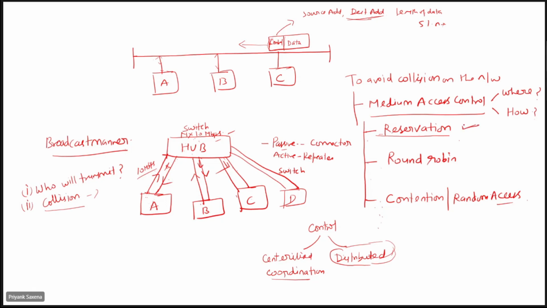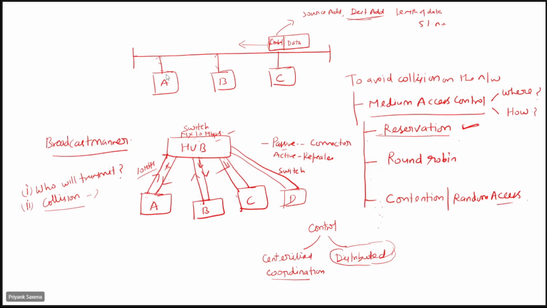Round robin. Can you say what is the round robin scheme? Sir, a particular system is given some amount of time and then it is taken away from that, and it continues. It will come back to it after it has given time to each of the systems.